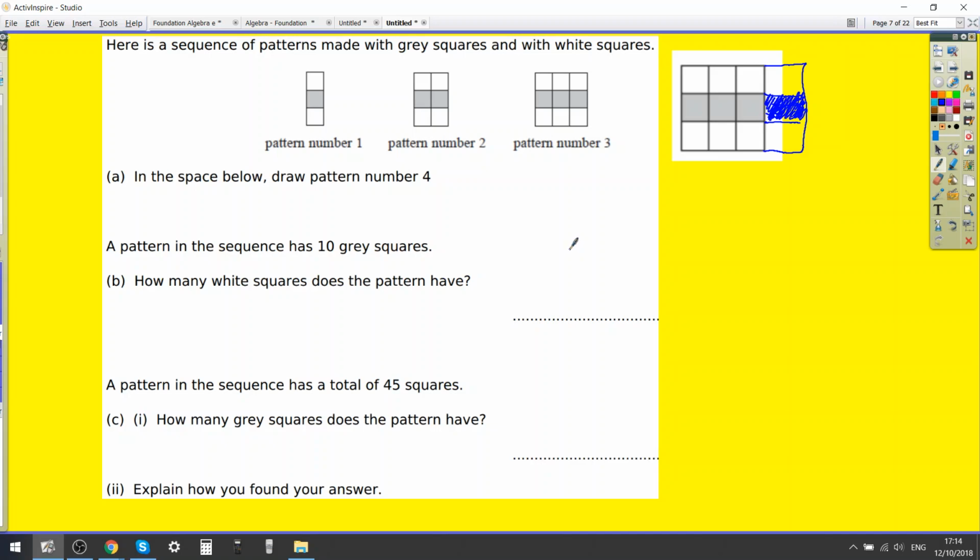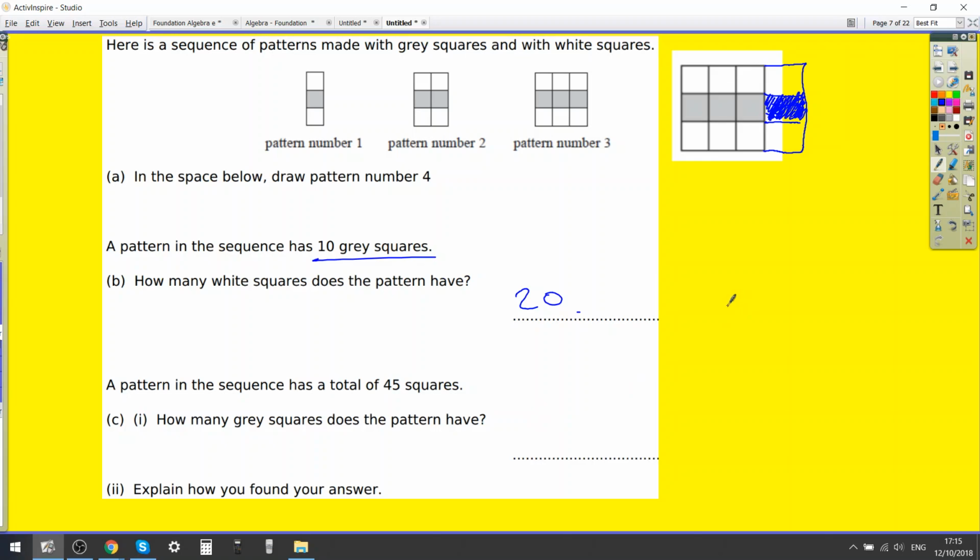I think it would be 6. What is the connection between the number of grey squares and the number of white squares? There's 2 white squares for every grey square. Okay. So 10 grey squares? 10, oh, it would be 20. Yeah. And so now we're getting into the new thing, which is not just the pattern number, but also the things inside it. Okay. How about C?